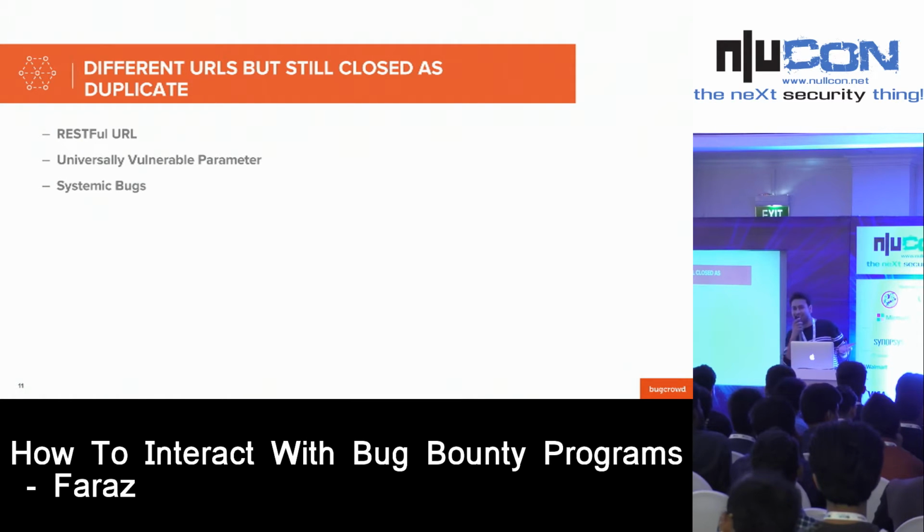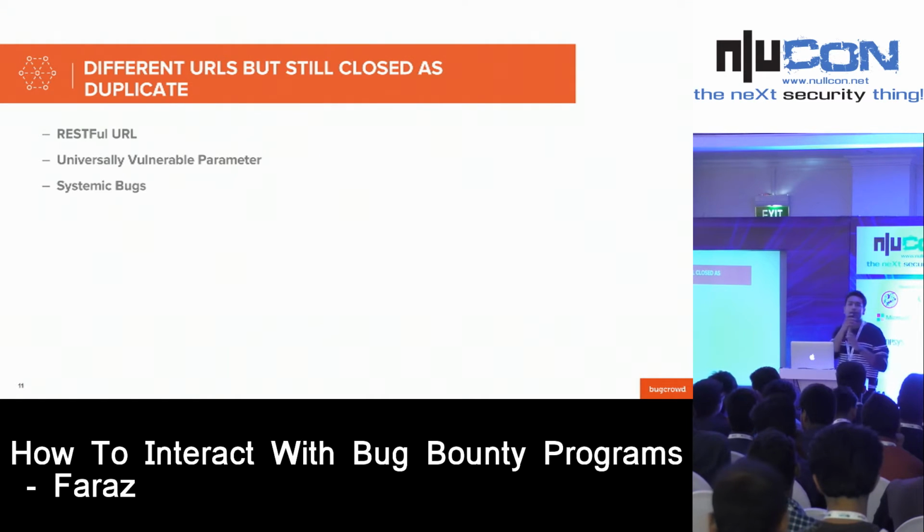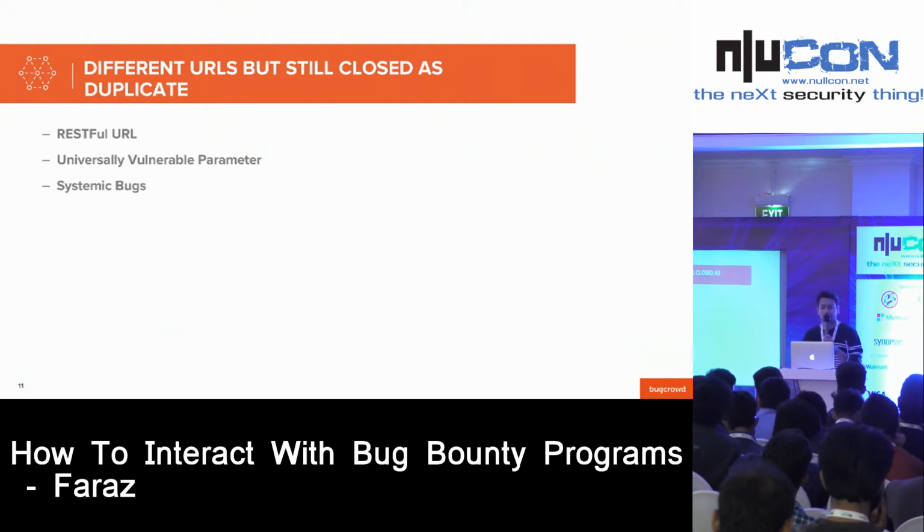One strange thing, right? Very strange. But it used to happen. In that case, with the universally vulnerable parameter, you can understand the client won't go and fix each particular functionality differently. He's going to fix that particular parameter only. So it's a universal fix. Then the systemic bugs. I have already explained why different URLs may be closed as duplicate in the case of systemic bugs. I will continue.